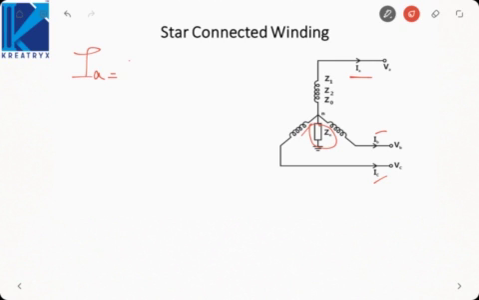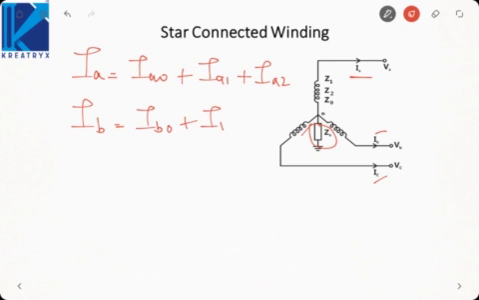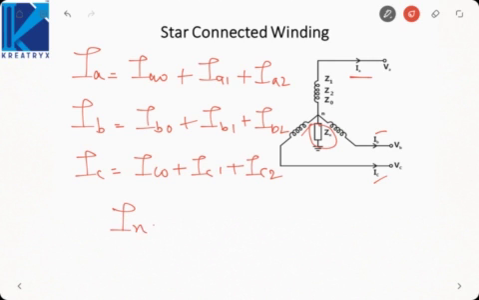Here current IA will have three components: IA0, IA1 and IA2. Similarly, IB will have three components: IB0, IB1 and IB2. Here I am assuming that the currents are unbalanced: IC0, IC1 and IC2. So this way there will be three components in all the currents. Now if we calculate IN, the neutral current, it will be equal to IA plus IB plus IC, and as we derived in the last lecture, this is equal to 3 times IA0. That is, only zero sequence current will flow through the neutral.